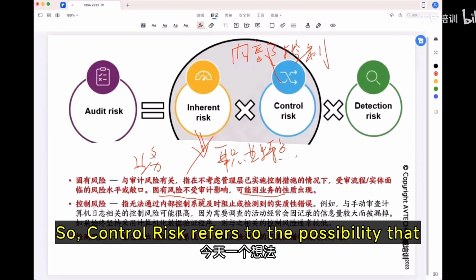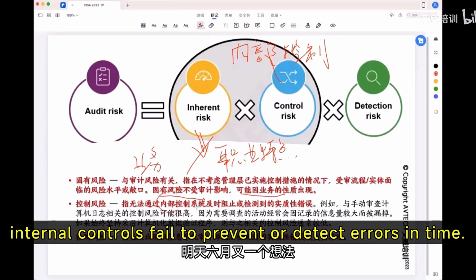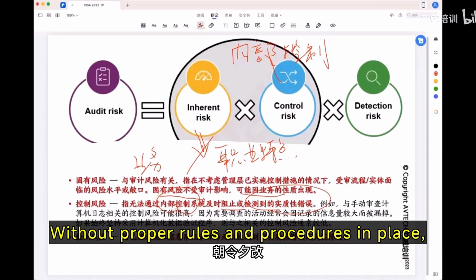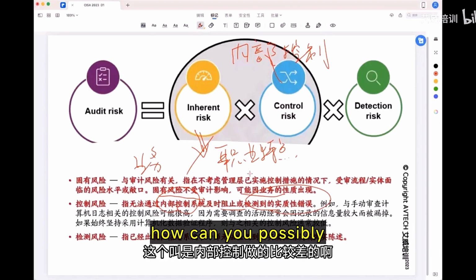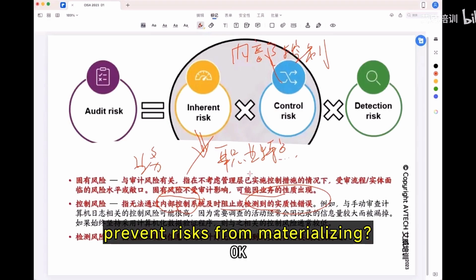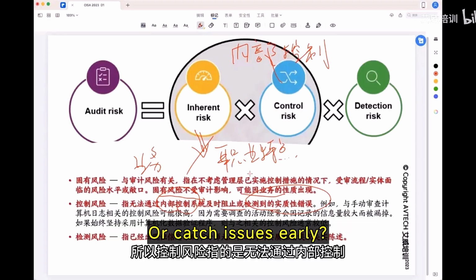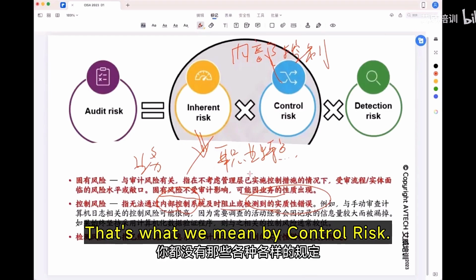Alright, so control risk refers to the possibility that internal controls fail to prevent or detect errors in time. Without proper rules and procedures in place, how can you possibly prevent risks from materializing or catch issues early? Right, that's what we mean by control risk.